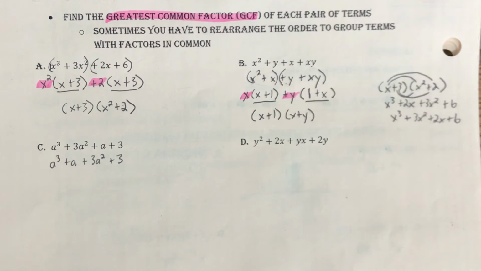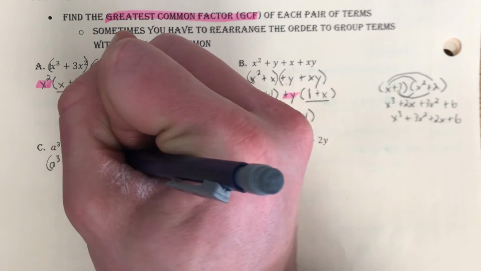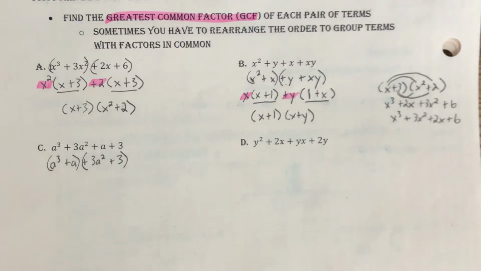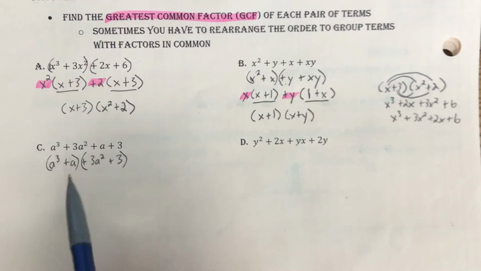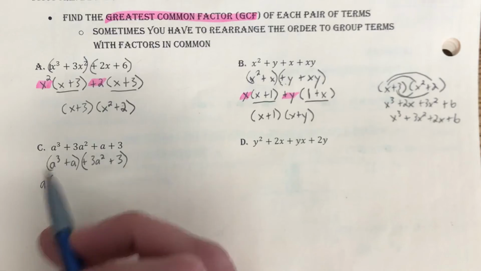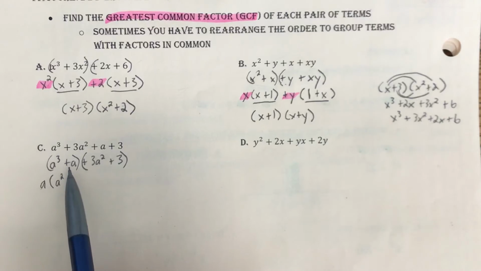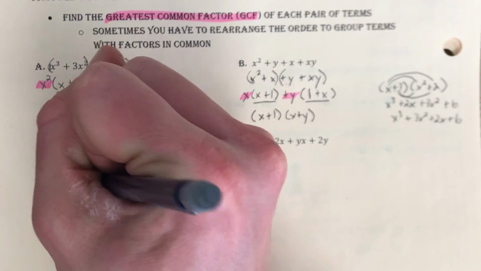I could group it as it is, but I see a lot of mistakes when we don't see something to pull out right away. So I always encourage you to rearrange before you do your grouping. So now we're going to group up the first and second term, as well as the third and fourth term, including the sign that's in front of the third term. Now, a to the third plus a, the greatest common factor we have there, no number, but we've got a's involved, and the greatest amount we have involved is just one of them. So I'm going to pull an a out. Well, what did I multiply a by to get to a to the third? That would be a squared. What did I multiply a by to get to a? The only thing I could do is multiply it by positive 1.